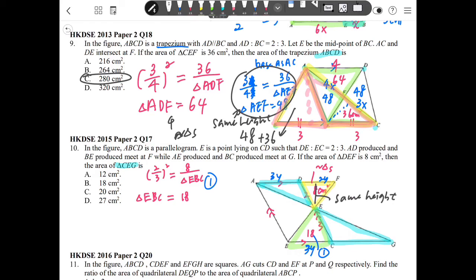So for the second part, if I have the same height, then it means 2y for the base to 3y for the base. Having the same height means it equals the area ratio. That would be 8 to triangle ADE. Then triangle ADE, by calculator, means 12. So in this area, we have got 12.